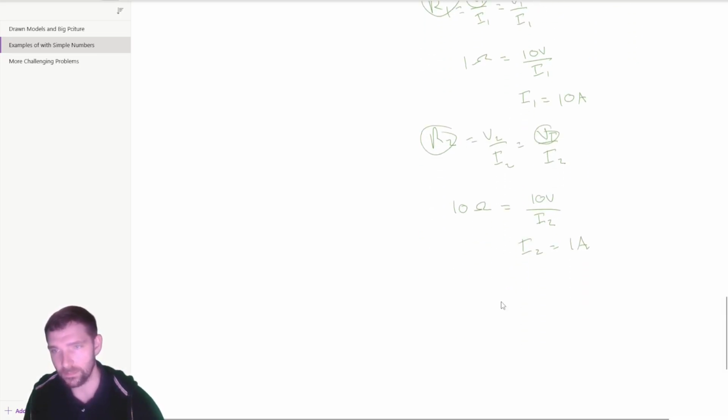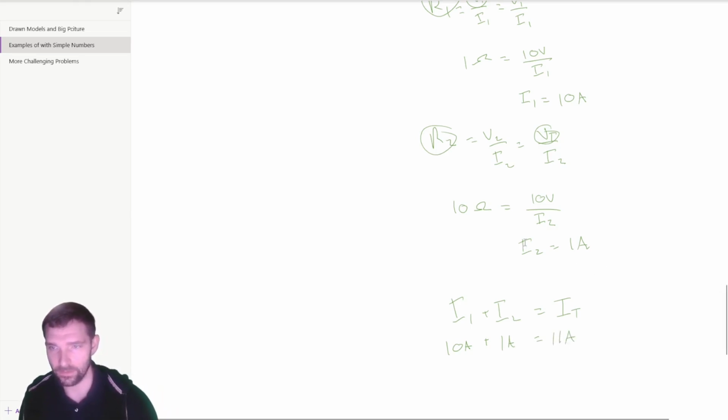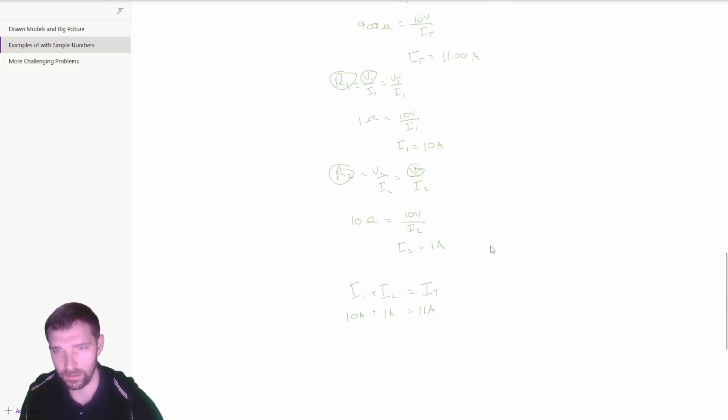So if we then end up combining that, I1 plus I2, that equals the I total. And you can see that we had 10 amps plus 1 amp is going to be equal to 11 amps. So that does match with what we said earlier here. All these numbers seem to be working out.